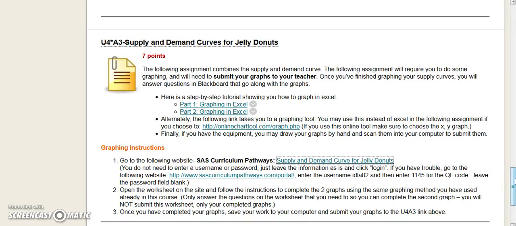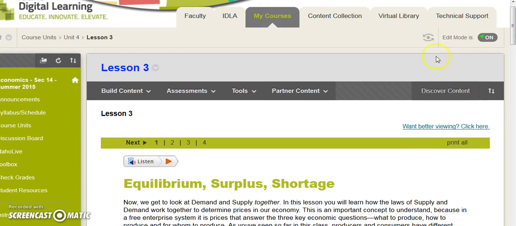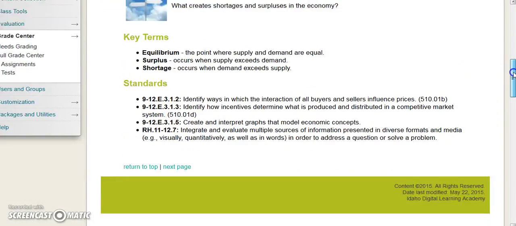This video is designed to help you with Unit 4, Assignment 3. Now this assignment is found in Unit 4 in Lesson 3. So at this point you should have already done the assignment that has you graph the supply curve. That assignment was very similar to the assignment that you completed in Unit 3 when you were graphing the demand curve. When you did the supply curve, you should have only had one graph with 3 supply curve lines on it. For this assignment, you're going to actually be submitting 2 graphs for me.